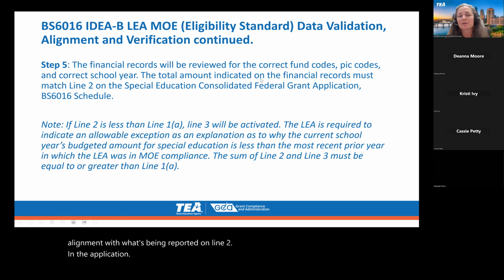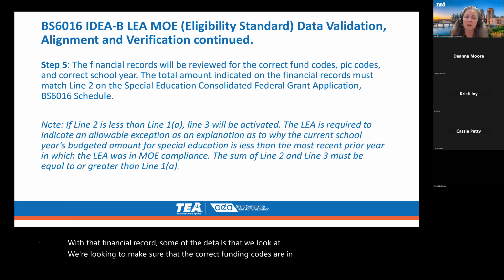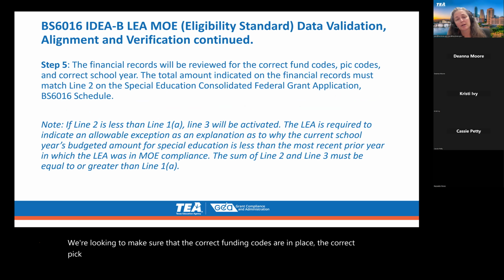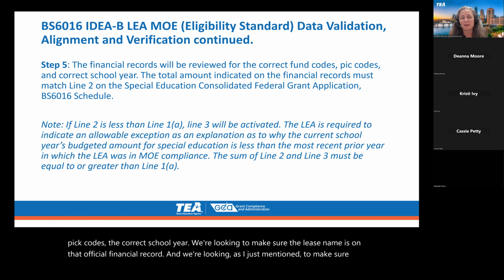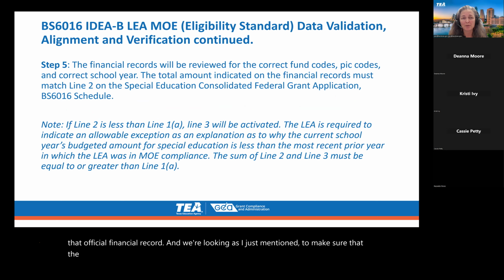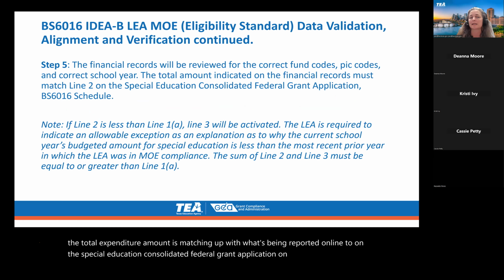With that financial record, some of the details that we look at: we're looking to make sure that the correct funding codes are in place, the correct PIC codes, the correct school year. We're looking to make sure the LEA's name is on that official financial record. And we're looking, as I just mentioned, to make sure that the total expenditure amount is matching up with what's being reported on line 2 on the Special Education Consolidated Federal Grant application on that BS 6016 schedule.